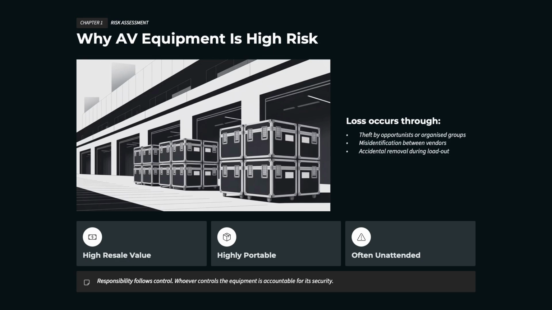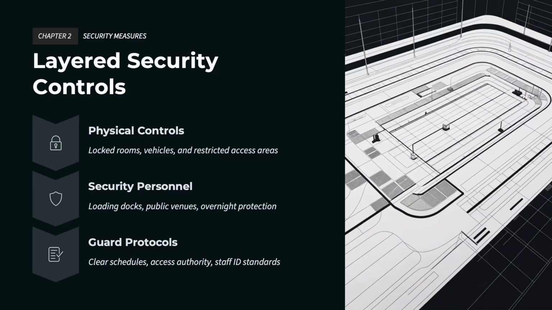There are some security measures you can take. Physical controls like locked rooms, locked vehicles, and restricted access areas help. You can use security guards. Those are used for loading docks and public venues and overnight protection. If you decide to do this, the guards require a clear schedule, access authority, and staff ID standards.